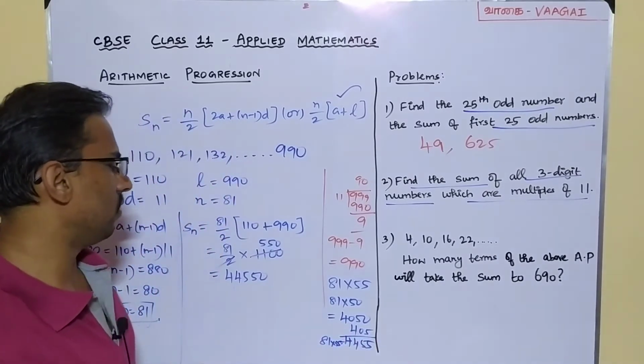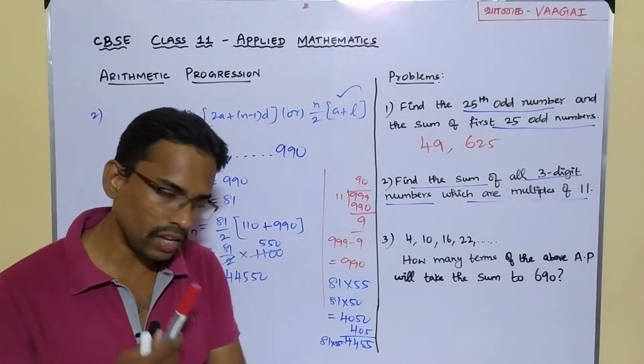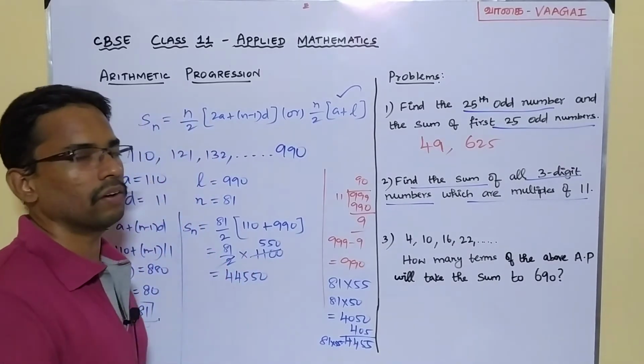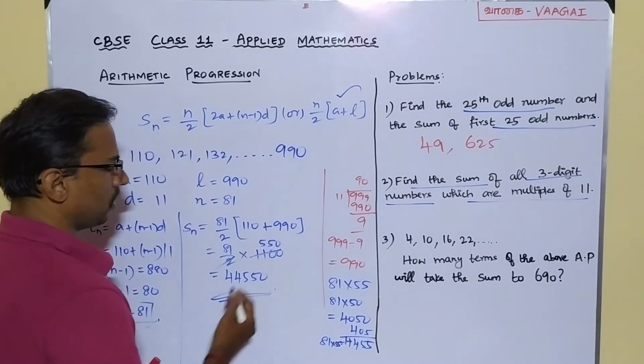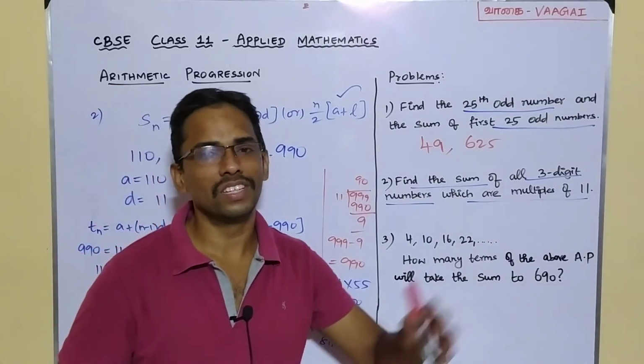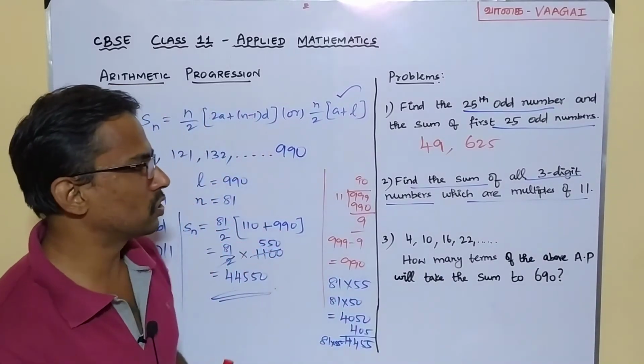And if I want to find the value of 81 times 550, I should add one more 0, and that's what I've done here. So 44,550 is going to be the answer for our second question. So I hope this question is also clear to you.